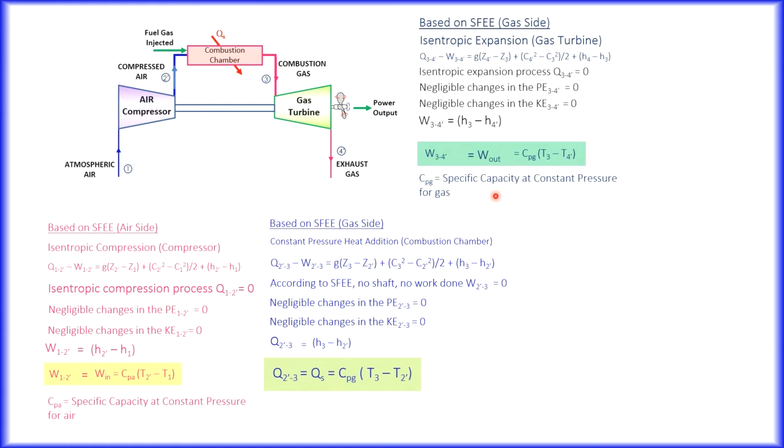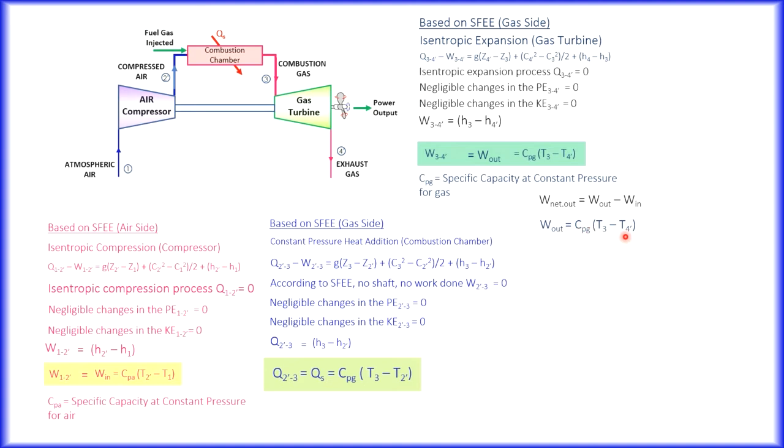So CPG is the specific heat capacity at constant pressure for gas. From our knowledge of heat engine cycles, net work out is usually heat supply minus heat rejected, but here we don't have a cooler, so we don't have heat rejected. That is why the net work out is measured only with respect to work out and work in. So the net work out is work out minus work in, the difference between these two works, also called the net work out, other than heat supply minus heat rejected, which is according to the second law.